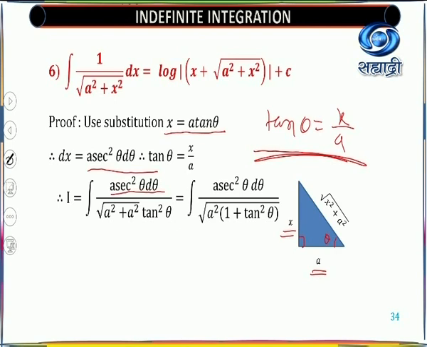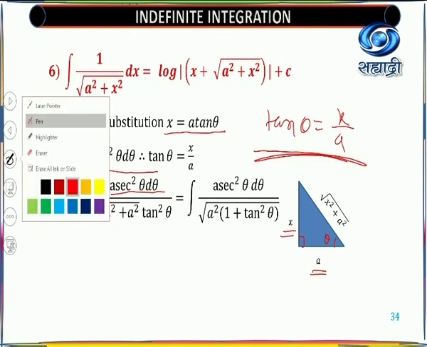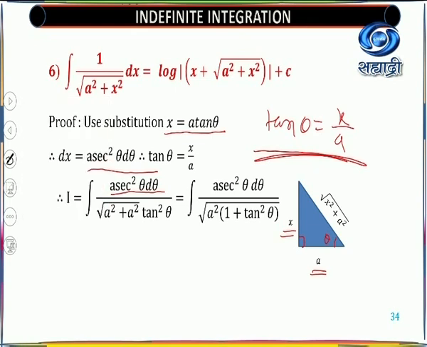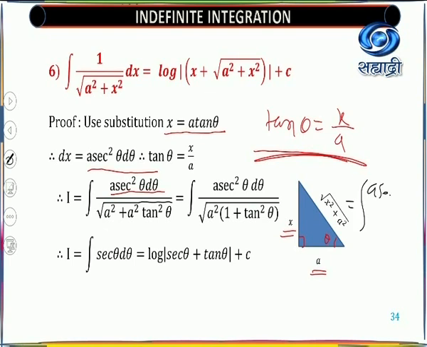Now in the denominator, root of a square plus a square tan square theta, because our substitution is a square tan square theta. Now after that take a square common. If you take a square common, you are left with integral a sec square theta d theta upon a square into 1 plus tan square theta. But what is 1 plus tan square theta? 1 plus tan square theta is nothing but sec square theta, isn't it? Yes or no? So you will get this as sec square theta.